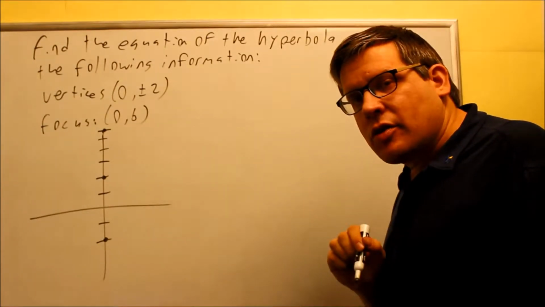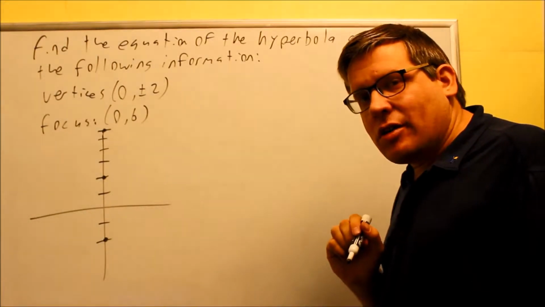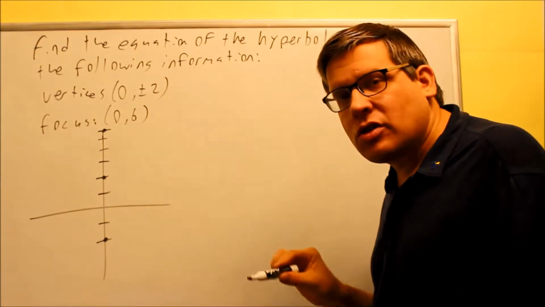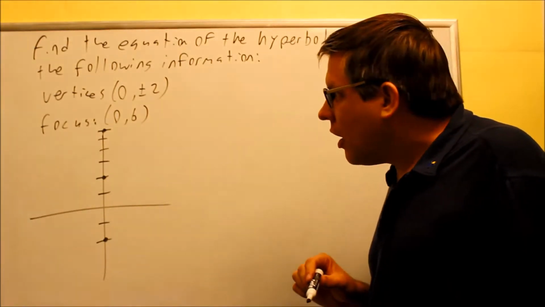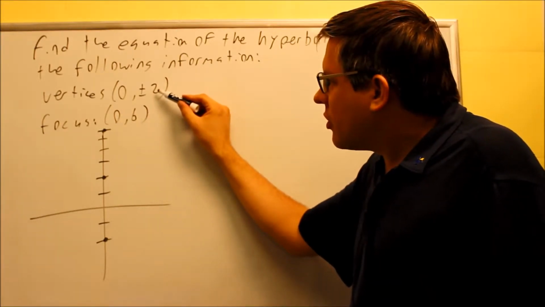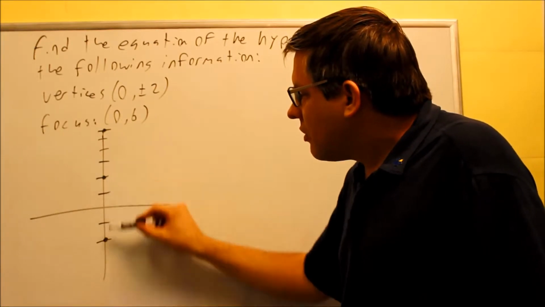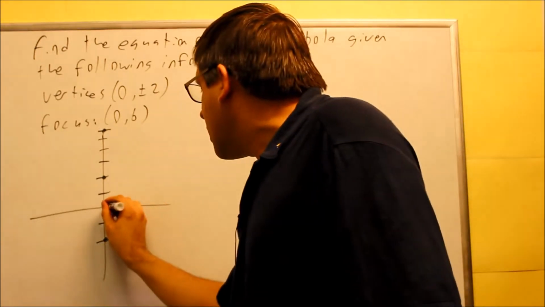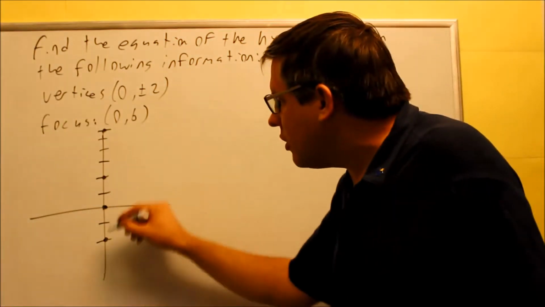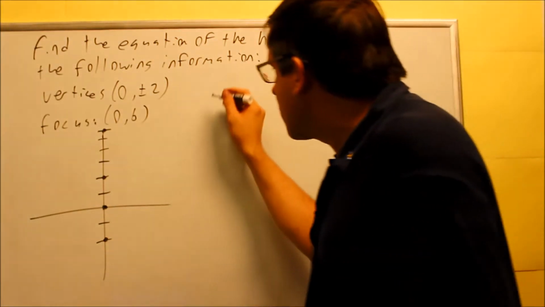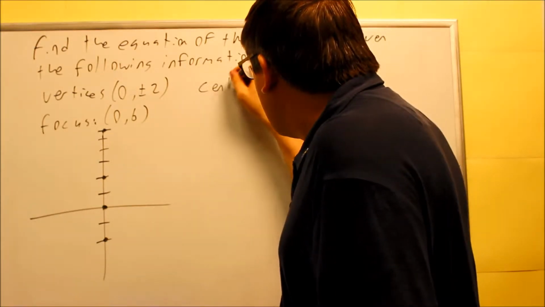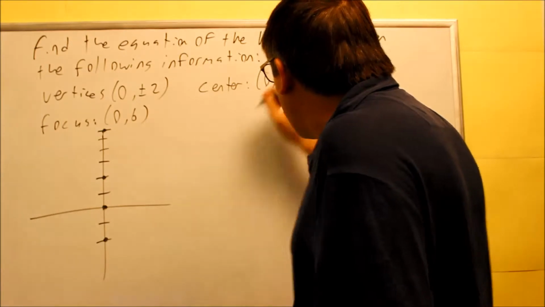Now, what is going to be our center? Let's take a look at this. The center is always going to be the point that's exactly halfway between your vertices or halfway between your foci. Well, we only have one focus here, but the vertices (0, plus or minus 2) are given right there. Your center is going to be right in between your two vertices. So in this case, we can go ahead and put down the center also. Your center is going to be (0, 0).